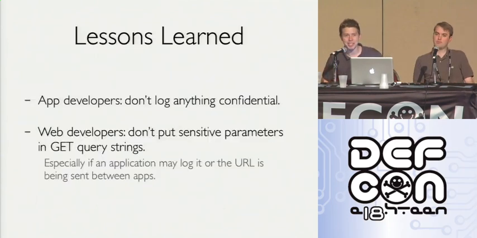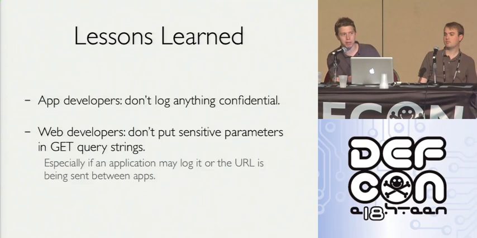So, key lessons we want to orient people to: if you take something away from this talk and you're writing mobile apps or breaking mobile apps, app developers, seriously, please don't log confidential information. Bad. Secondarily, web developers, if you're interacting with mobile apps, especially if they're sending URLs between applications on a device, try to pull things out of GET query strings, maybe put them as POST data or set cookie data so that it's not floating around, or at least it's harder for it to float around.